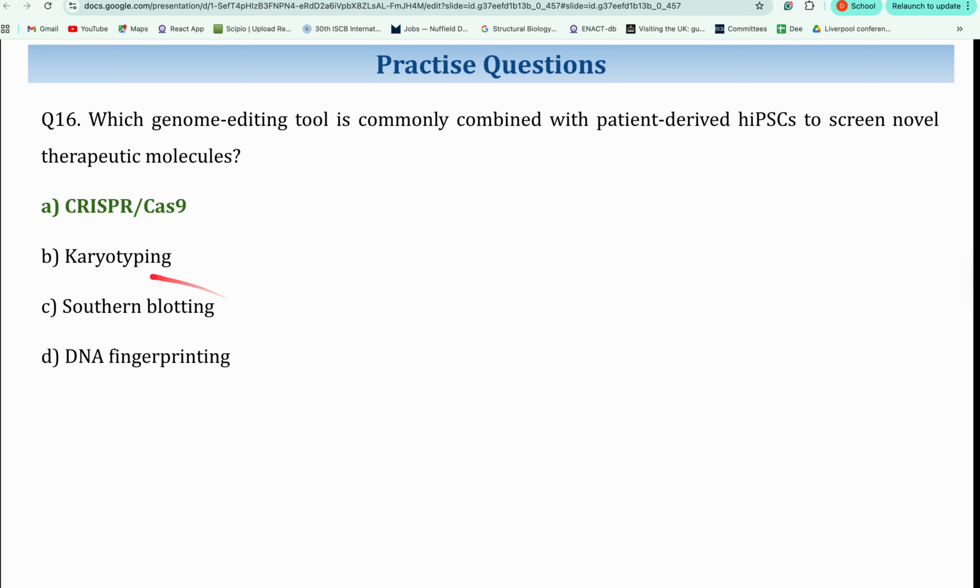If we talk about Southern blotting, this is also not the right tool, because in this we just move the DNA and hybridize the DNA with the DNA band. So this is for the separation of DNA on the basis of their size. So this is also not the right answer. Then DNA fingerprinting, this is also not the right answer. This is not a genome editing tool. So CRISPR-Cas9 is the only genome editing tool which is mentioned and is the right one.